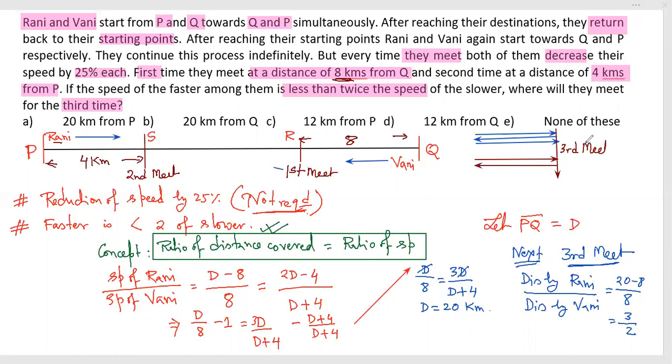Third meet location. So where is the third meeting? At Q. Now what is the question? Where will they meet for the third time? Everywhere this is given from P, 20 kilometers. That means here it is at the Q point. But 20 kilometers from Q would be the P point. 12 kilometers from P is not that Q point, and 12 kilometers from Q is also not it. So basically the answer would be 20 kilometers from P. Option A.